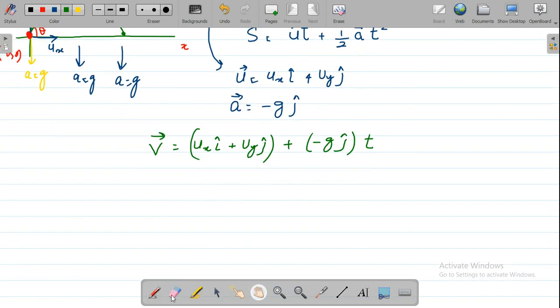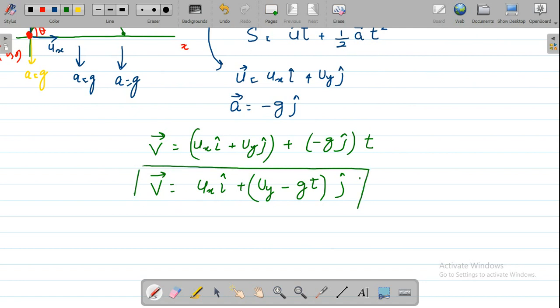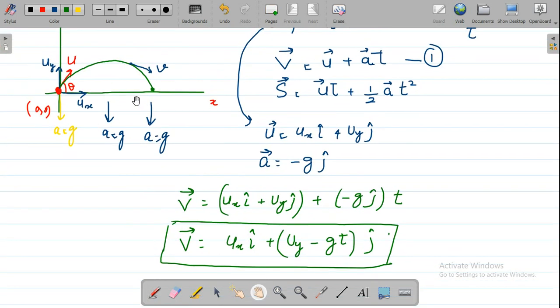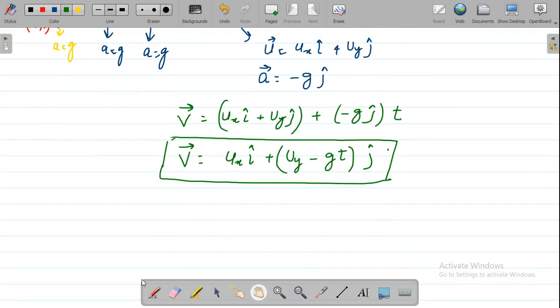So v is equal to ux i plus, here the j terms are along the same axis, so we can write it as uy minus gt, j cap. So this is the velocity after time t. We can find the velocity of the body at any time on this projectile, and this is the equation of velocity.